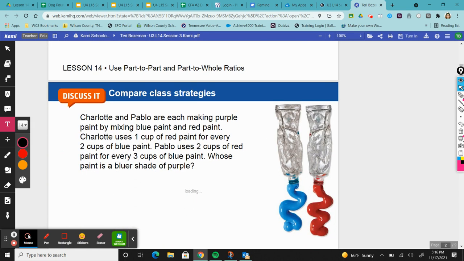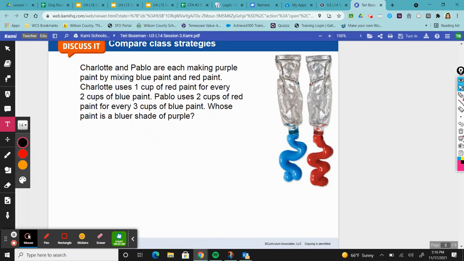let's take a look at the first problem. Charlotte and Pablo are each making purple paint by mixing blue paint and red paint. Charlotte uses 1 cup of red paint for every 2 cups of blue paint. Pablo uses 2 cups of red paint for every 3 cups of blue paint. Whose paint is a bluer shade of purple?